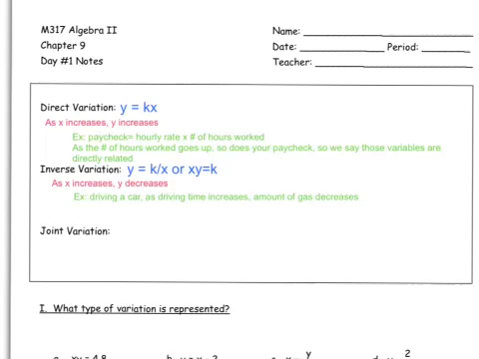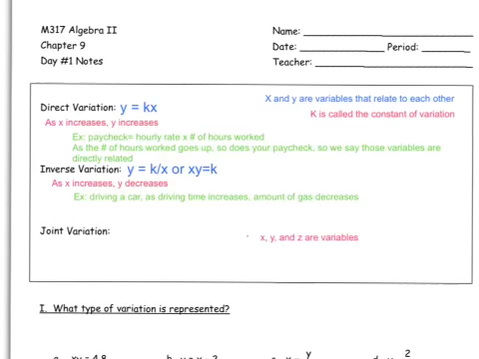Now, just to be clear, today we're under the assumption that x and y are variables that relate to each other, and k is called the constant of variation. As we enter joint variation, we have to introduce a third variable. So now, x, y, and z are variables. K is still a constant of variation. The equation that we'll use for joint variation is y equals k times x times z.